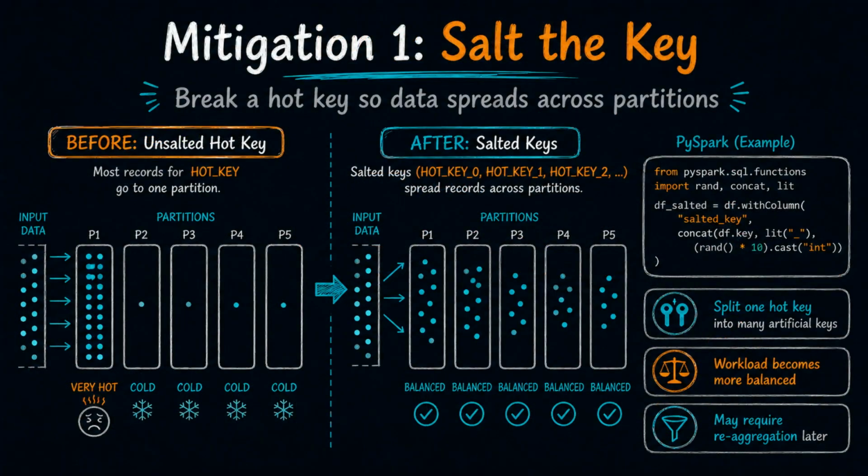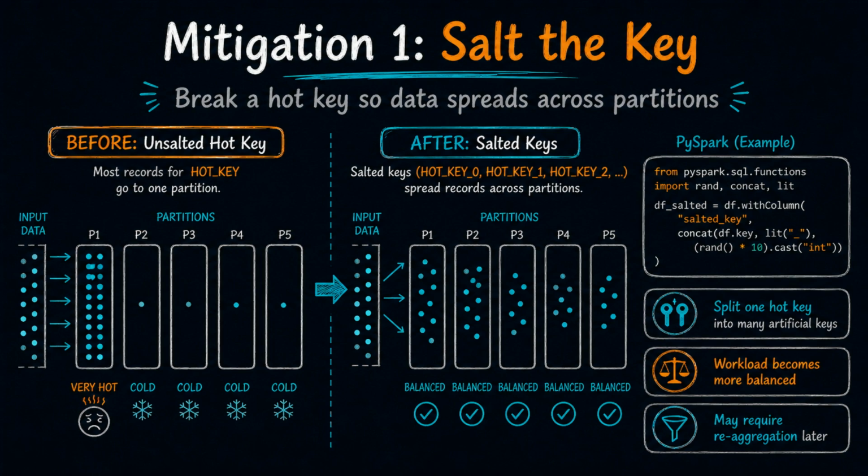One common strategy to handle skew is called salting the key. This technique helps distribute data more evenly across partitions, especially when certain keys are overrepresented. Before salting, most records for a specific hot key end up in the same partition. As a result, that particular partition becomes overloaded, while other partitions remain underutilized or cold.